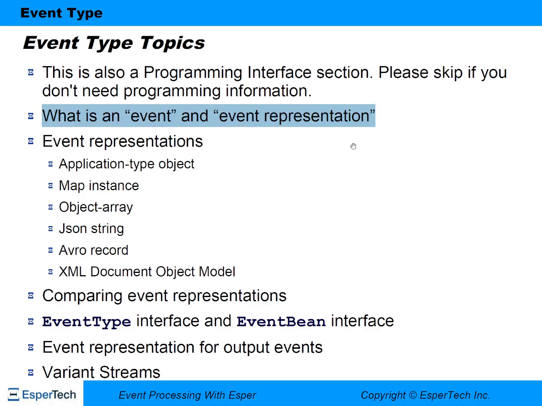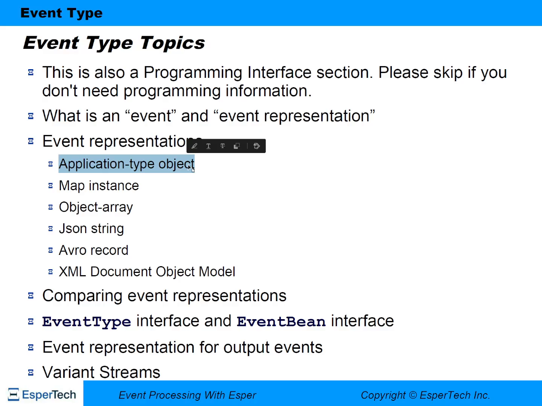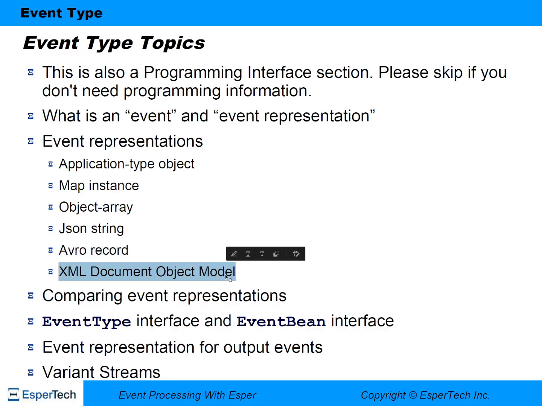And what are event representations? There are 6 different event representations. The application type object, wherein the application code contains a class that represents the event. The map instance implements the java.util.Map interface. The object array is an array of objects. The JSON string is a text formatted as JSON. The Avro record is an Apache Avro library record. The XML document object model for processing XML documents.